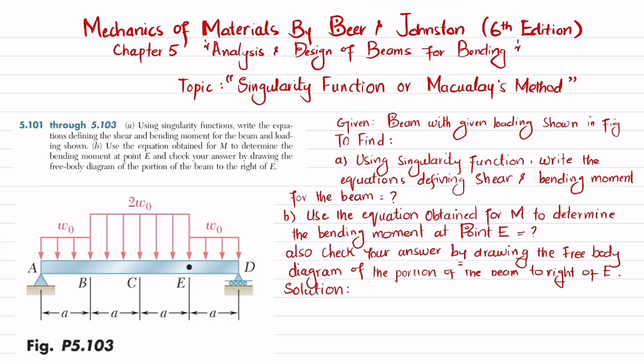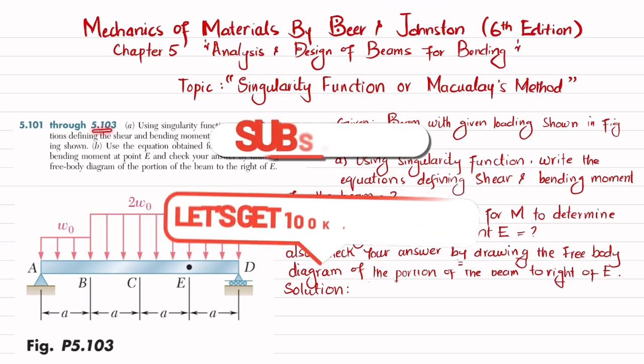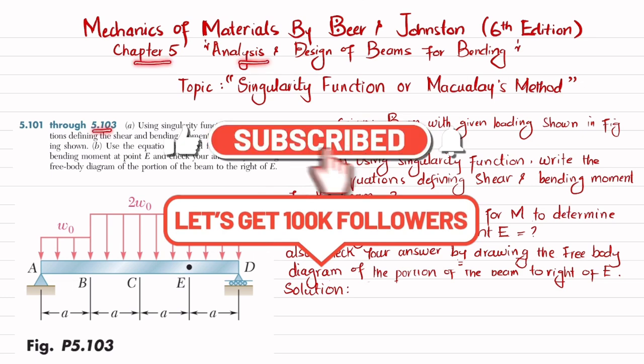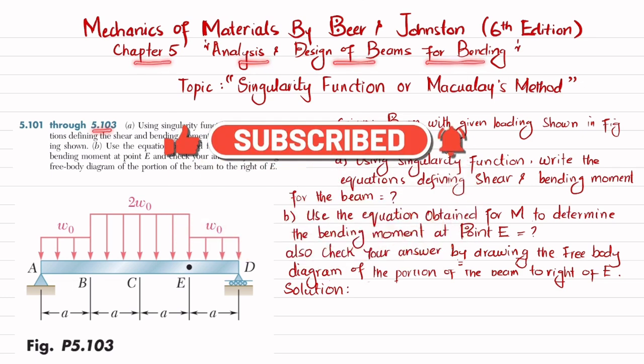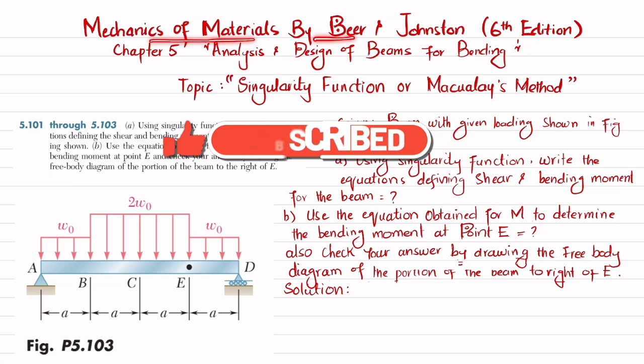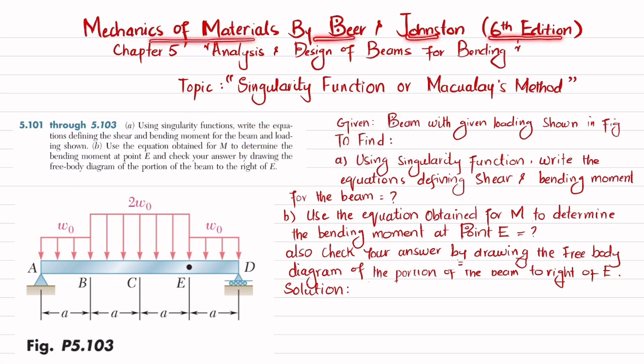Welcome back. Problem 5.103. This problem is taken from chapter number 5, Analysis and Design of Beam for Bending, and the book is Mechanics of Material by Beer and Johnston, 6th edition. And the topic is singularity function or Macaulay's method.